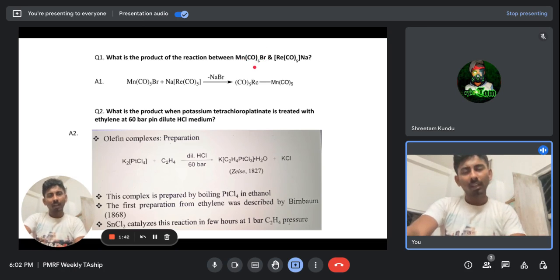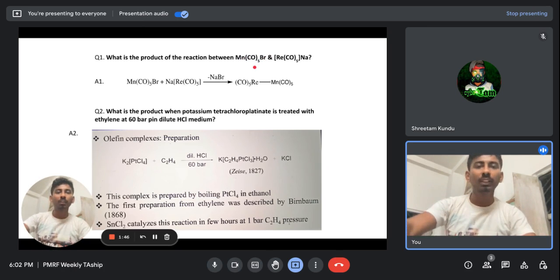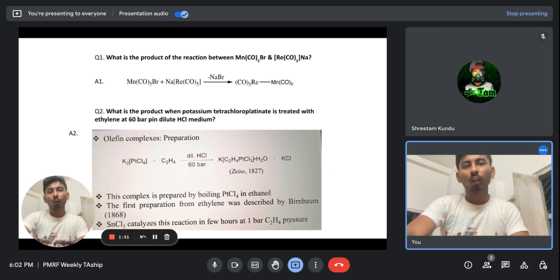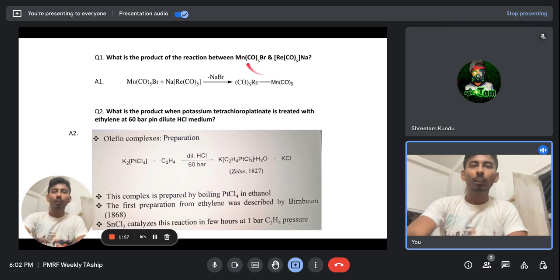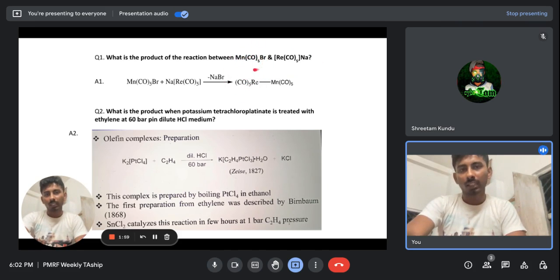It is prepared by treating Mn2(CO)10, that is decacarbonyl dimanganese, with Br2 in a CH2Cl2 solvent. By oxidative cleavage of the Mn-Mn bond, we get that Mn(I) compound. It is very popular and is a yellowish orange colored solid.